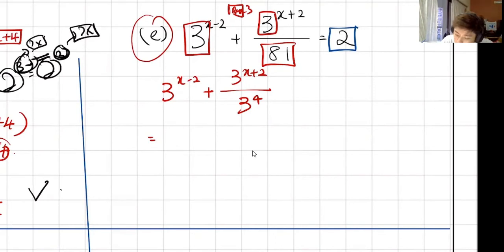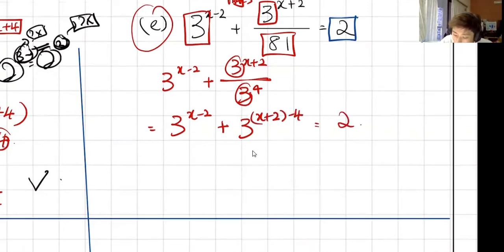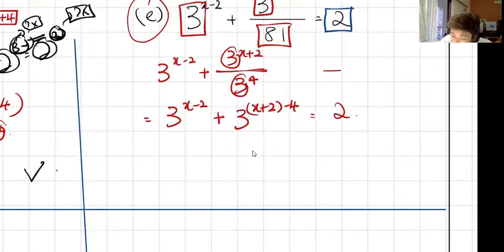Okay, so you see what you have on the left, you have 3 to the power of x minus 2 plus. What you do now, when you have the same base and you're dividing these two terms, is just minus the power according to law of indices number 2. So you get 3 to the power of x plus 2 minus 4 is equals to 2. Maybe this question you don't have to use log 10. I'll show you a trick later.